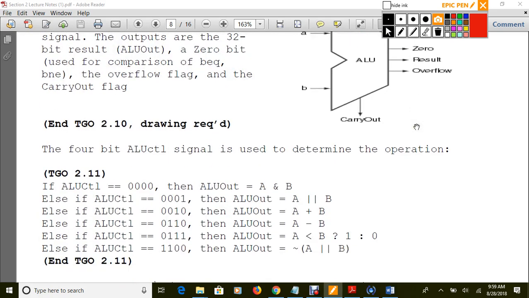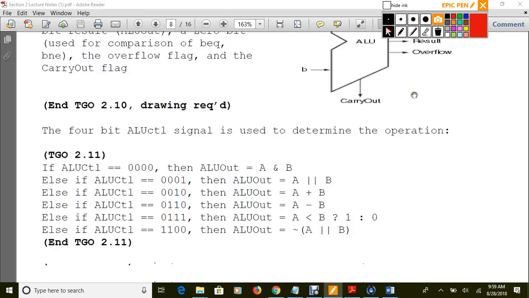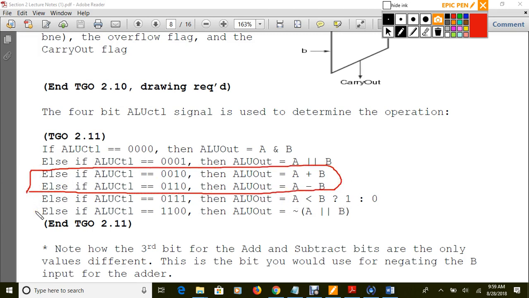All right, so what are these 4-bit values? I've alluded to this a little bit. So 2.11 is what the actual control values are. So I have these 4-bit values. Now before I go into the rest of them, I do want to point out the difference here. Remember that we had addition and subtraction, and that you see 0, 0, 1, 0 and 0, 1, 1, 0. And so the only difference in the bit is this one. What do we think we use that bit for?